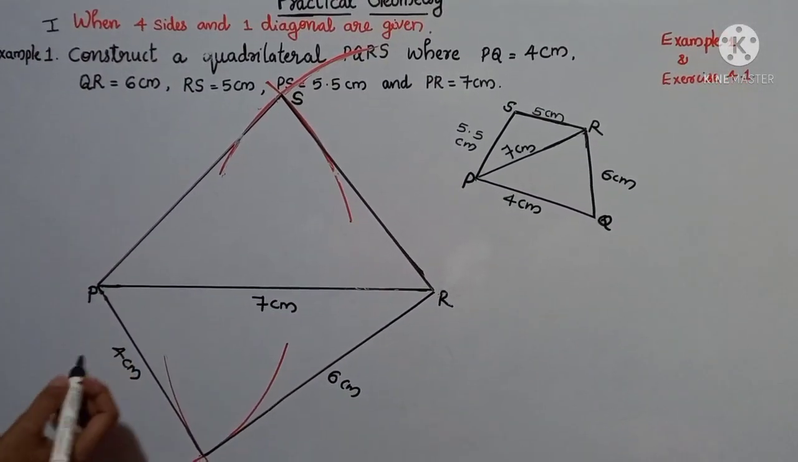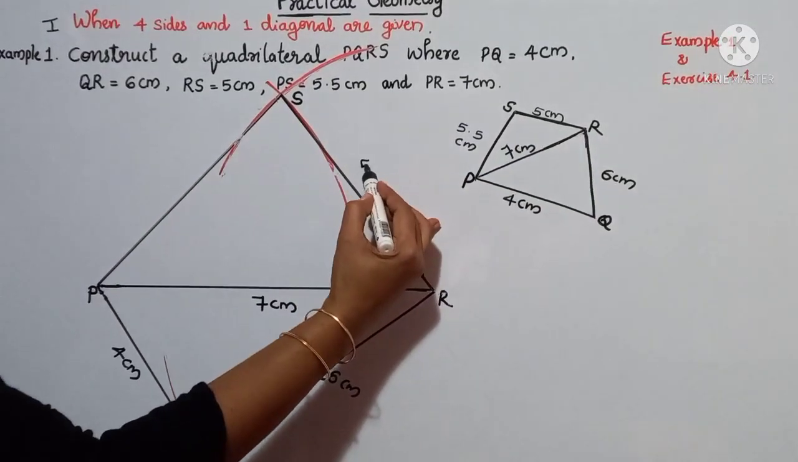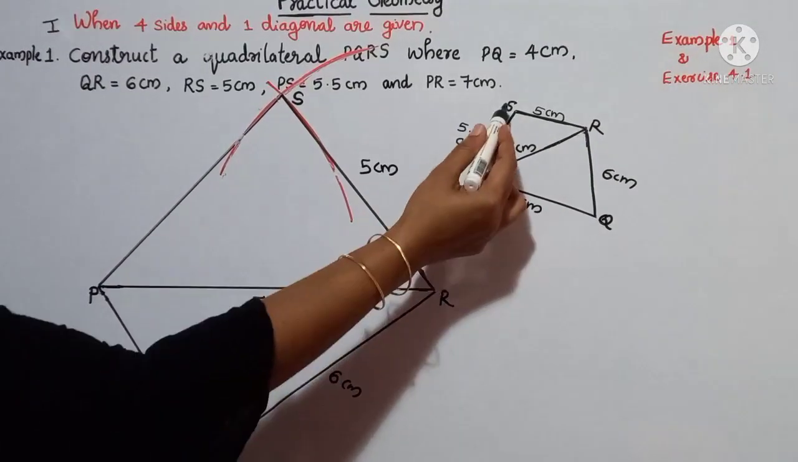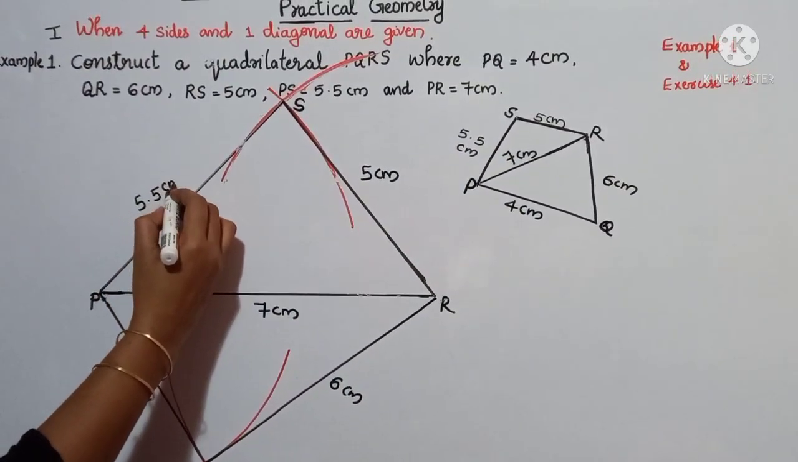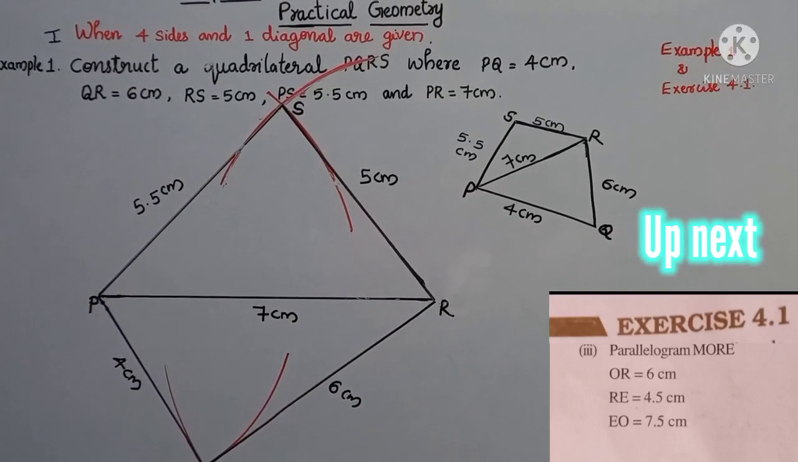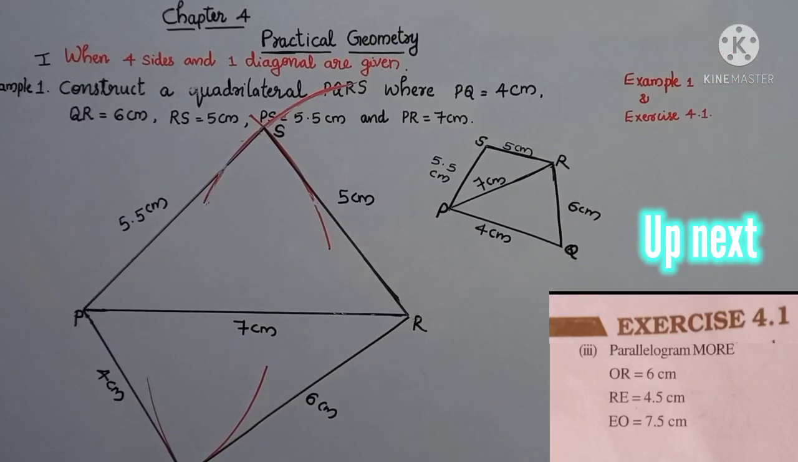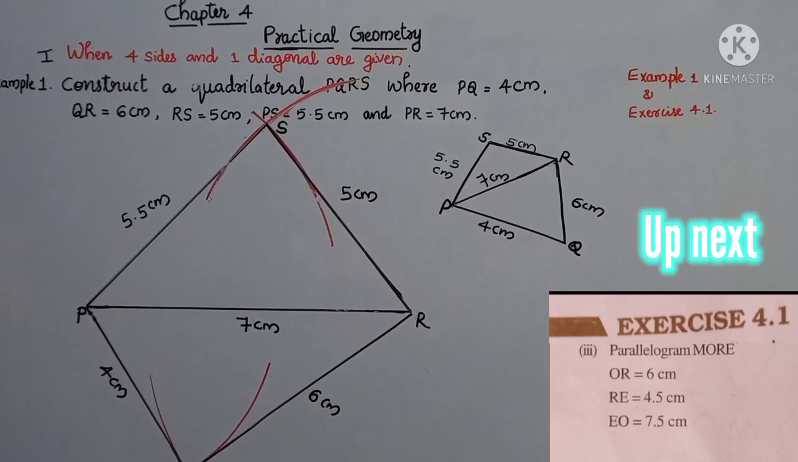Now we have completed this quadrilateral, and RS equal to 5 centimeter we have to write here. Then PS equal to 5.5 centimeter. Our quadrilateral is constructed successfully. Then the example problem we have completed.